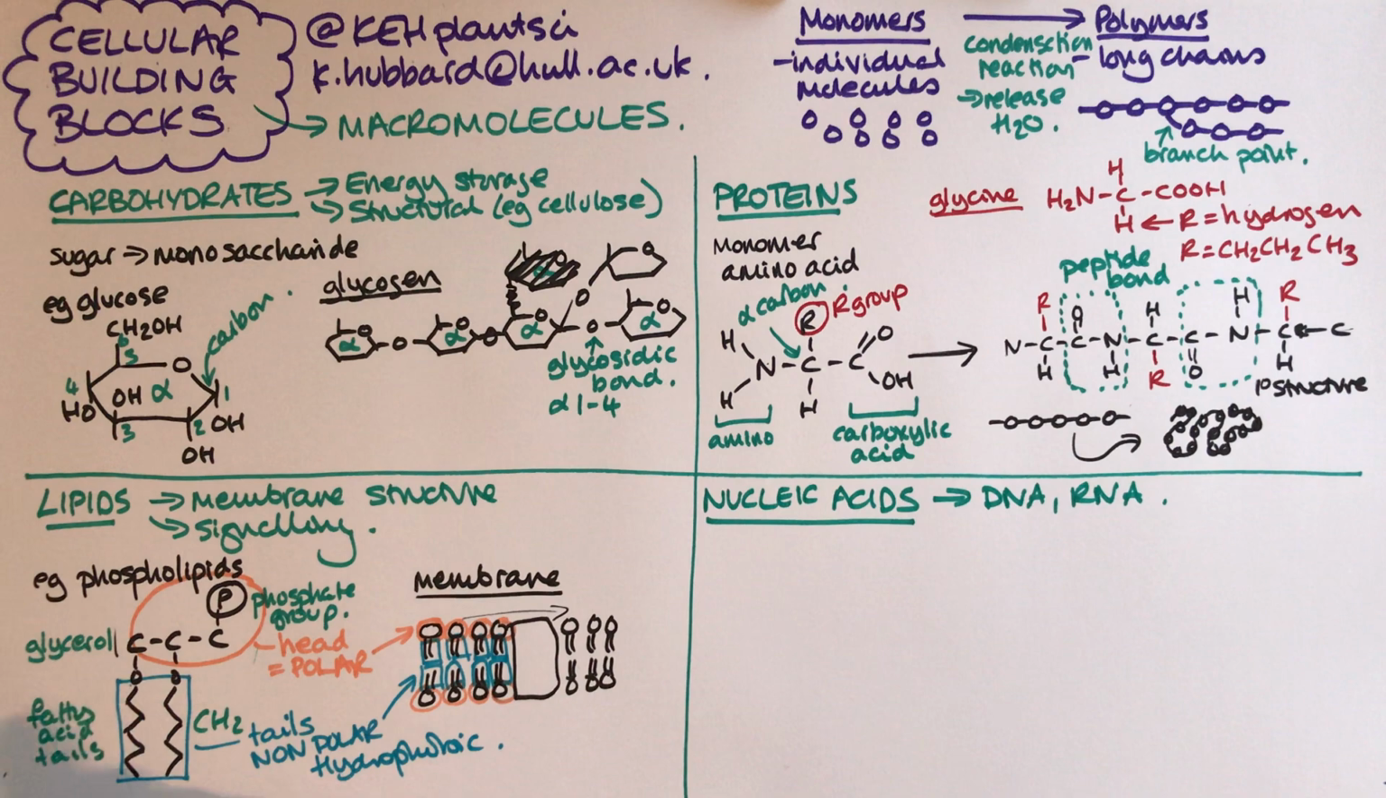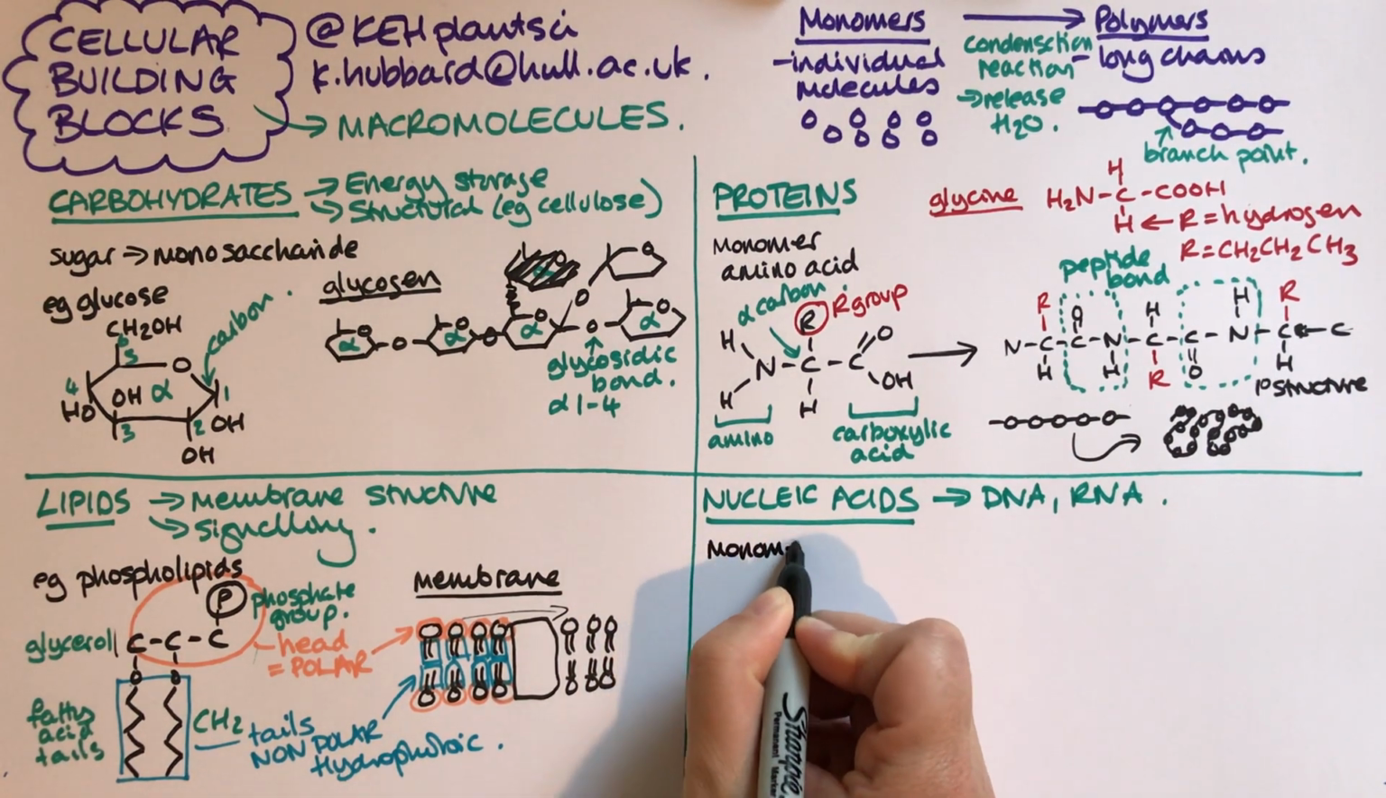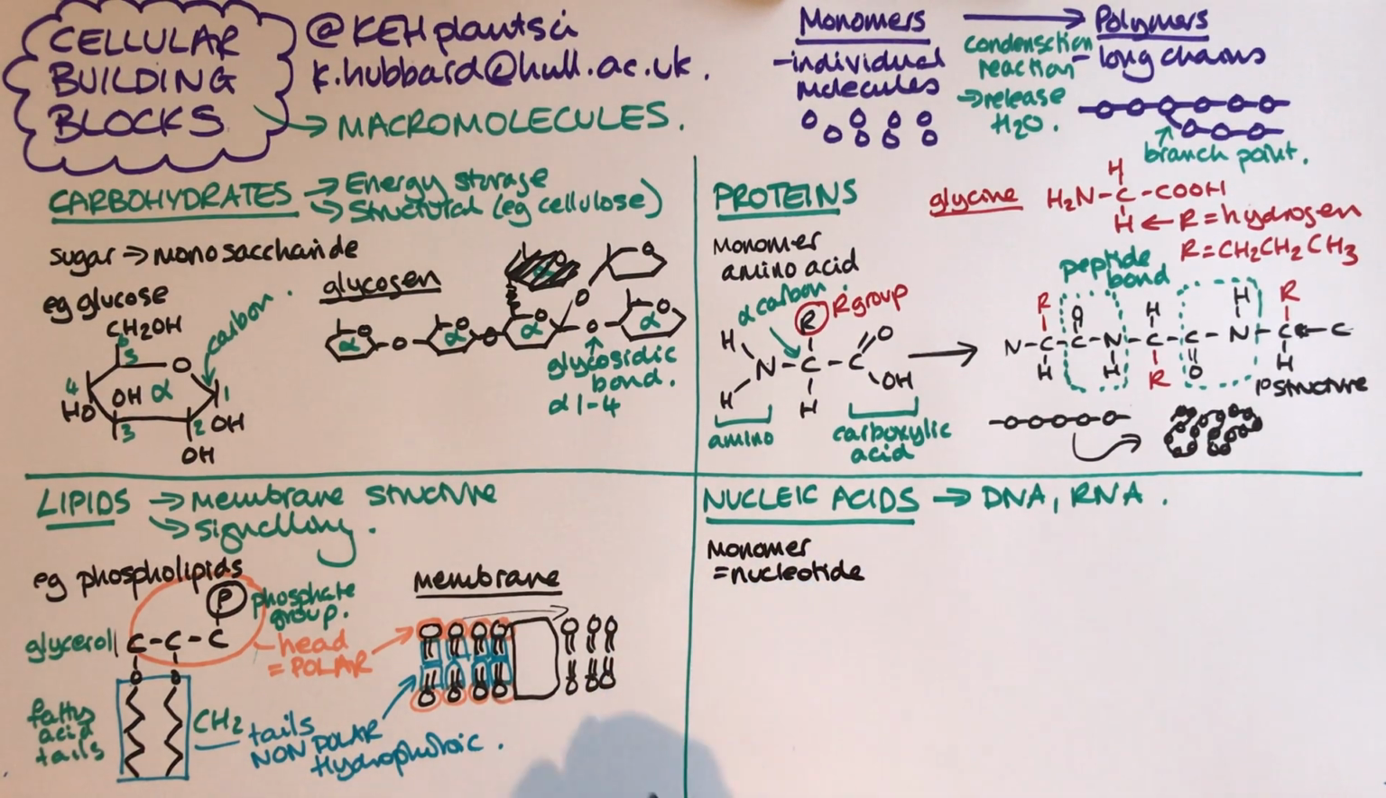Again, let's build it up with the monomer. It is a nucleotide, which has a structure that looks like this. So we have what's called a ribose sugar.